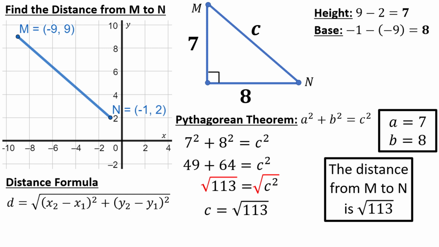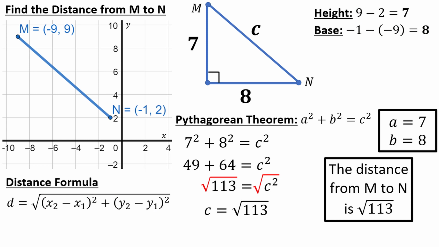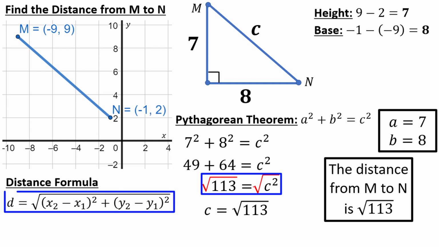Hopefully you can recognize what this formula is doing. x2 minus x1 and y2 minus y1 are just finding the base and the height of the triangle, just like we did. And these values are squared, just like they were in the Pythagorean theorem. In the process of solving for c, we had to take the square root of the square of each of the 2 legs, which is what this formula is telling us to do.